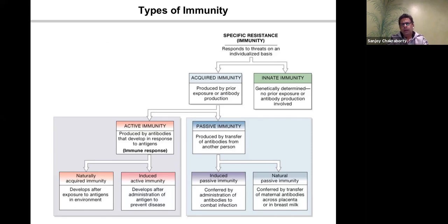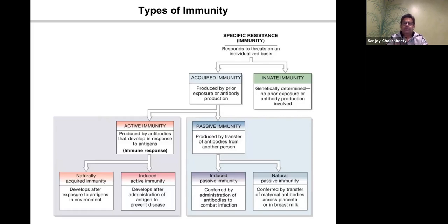So immunity is of two types. It's called acquired immunity and innate immunity. Now just pay attention to the name, innate immunity. That means the defense that you're born with. For example, an easy example, skin. You're born with skin, you're born with stomach acid. So you already have that defense, you're born with it. It's called innate defense or innate immunity.